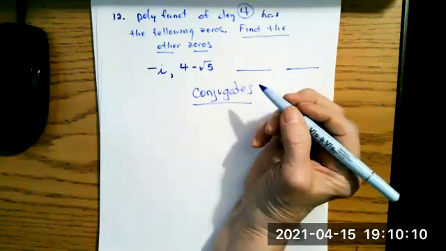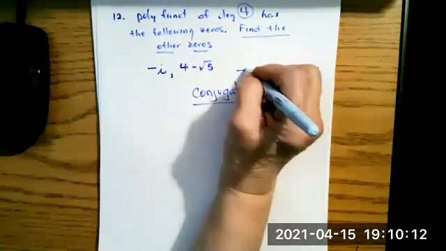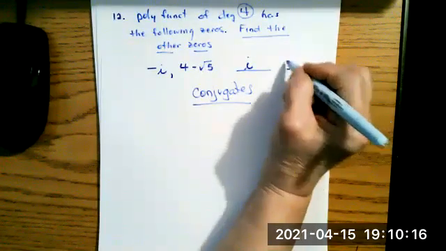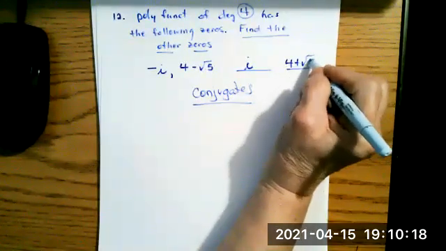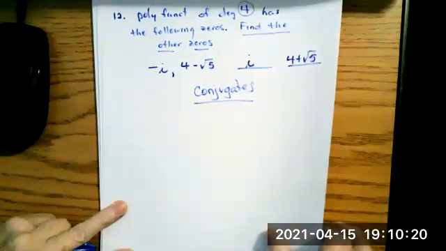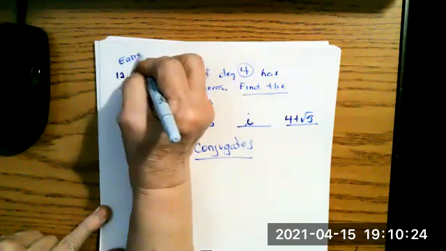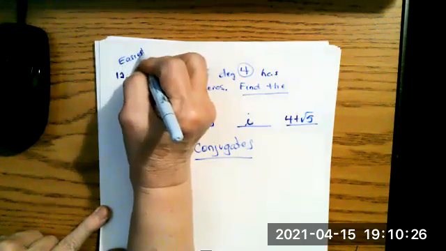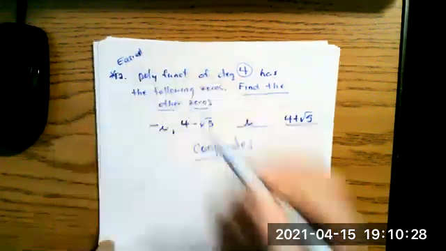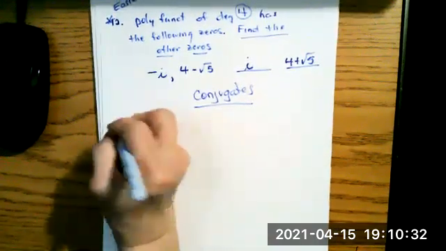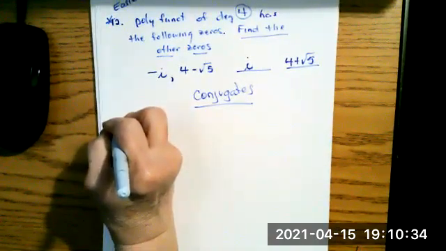I. And how about this one? 4 plus the square root of 5. Now, that's probably the easiest problem in the test. This is the easiest. Okay, so make sure that you do that number 12 and don't miss it. Any questions on it?